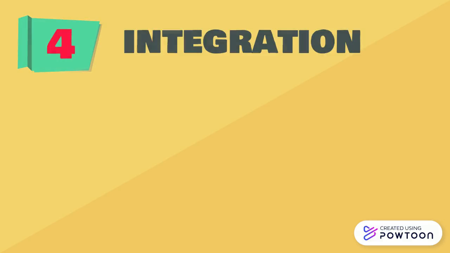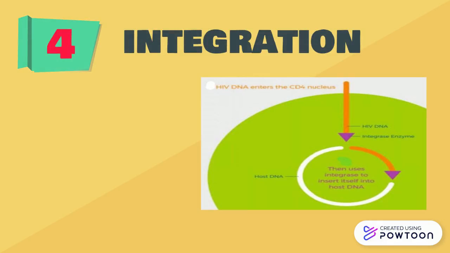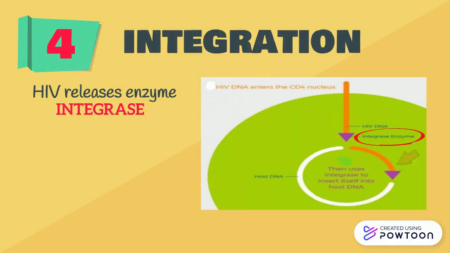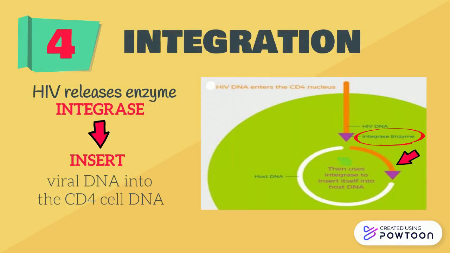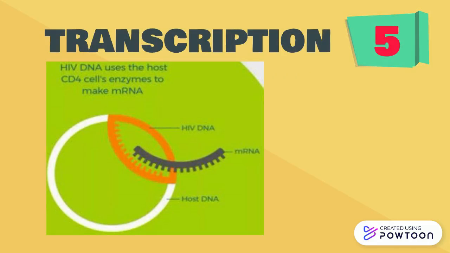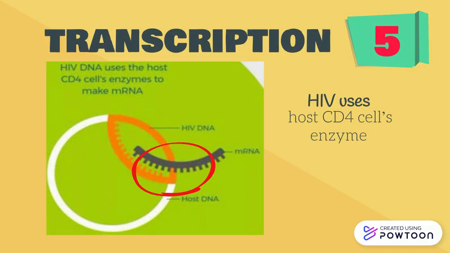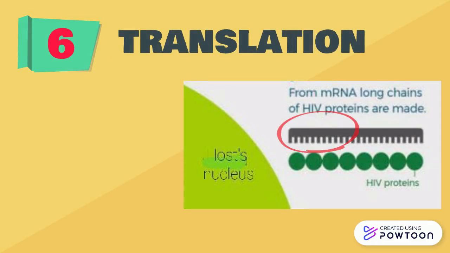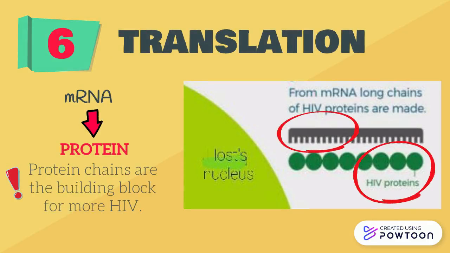4. Integration. Inside the CD4 cell's nucleus, HIV releases an enzyme, which is integrase, and uses it to insert its viral DNA into the CD4 cell DNA. 5. Transcription. Once integrated into CD4 cell DNA, HIV uses the host CD4 cell's enzyme to make mRNA. 6. Translation. The long chains of mRNA will be translated into proteins. The protein chains are the building block for more HIV.